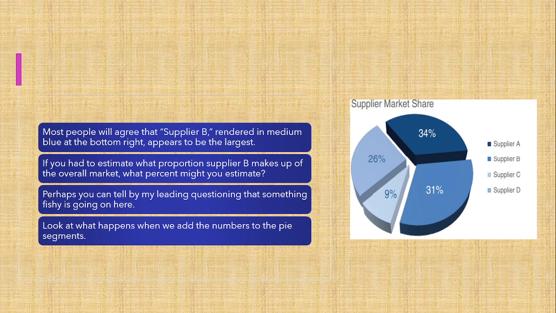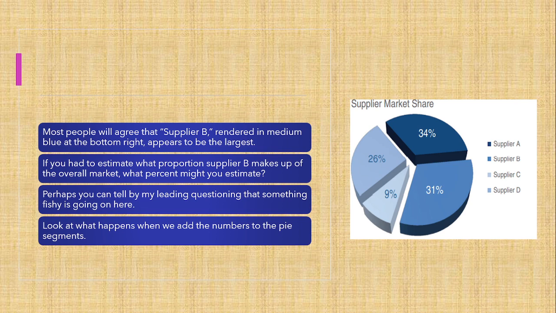Most people will agree that supplier B, in the medium blue at the bottom right, appears to be the largest. If you had to estimate the proportion supplier B makes up of the overall market, what percent might you estimate? Perhaps you can tell by the questioning that something fishy is going on. Look at what happened when you add numbers to the pie chart segments. Now it becomes easier to represent your data, because you can see that 4% is for A, but most of you would have said B. That's why I say it's not good to use a pie chart.